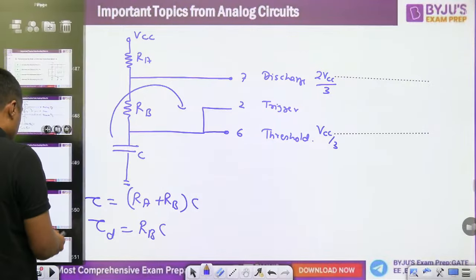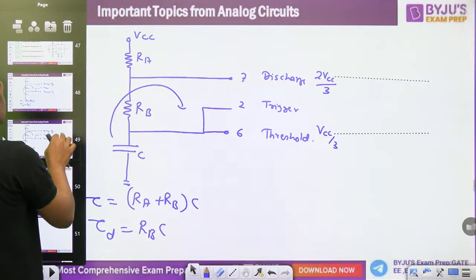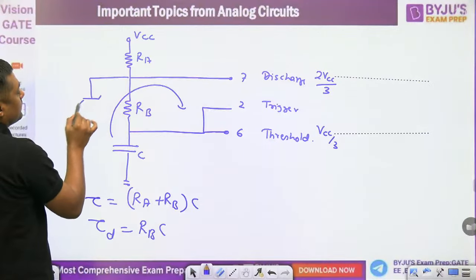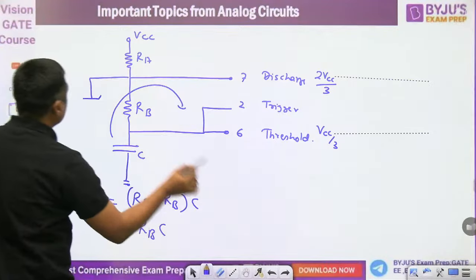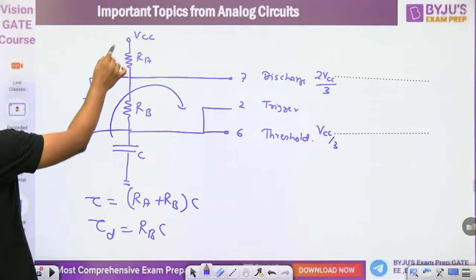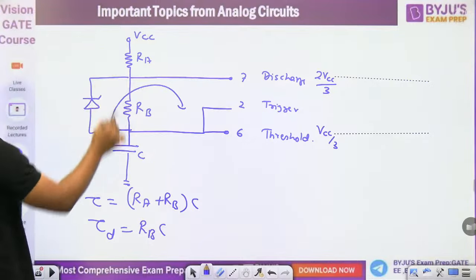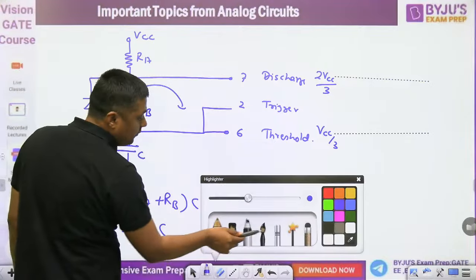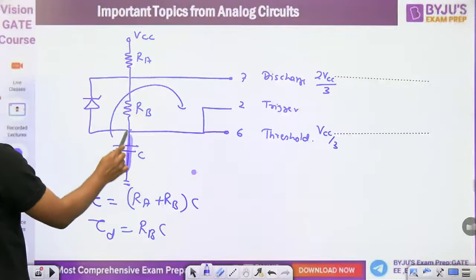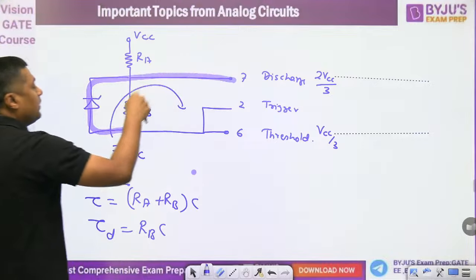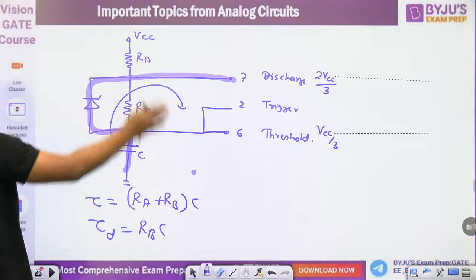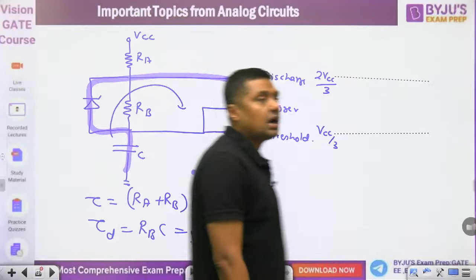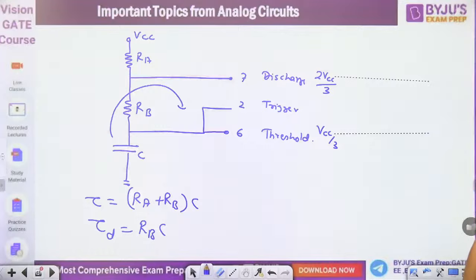When the diode is present, this is the last question. If the diode is present in this manner, then during charging, the diode will remain off, so there is no effect on the charging time constant. But during discharging, the current will flow like this: capacitor through the diode and through this. It will not pass through RB. It will short circuit RB, and that's why the discharging time constant will become zero. It will reduce the discharging time constant.